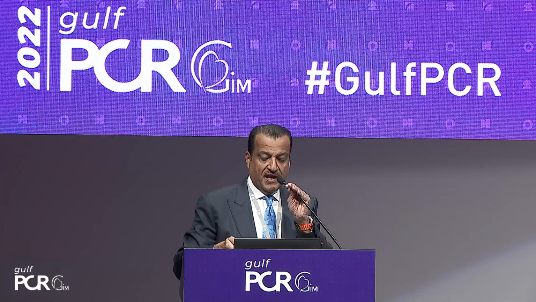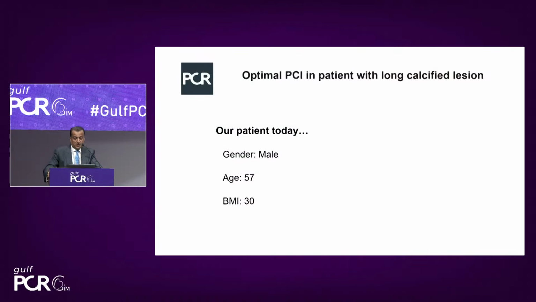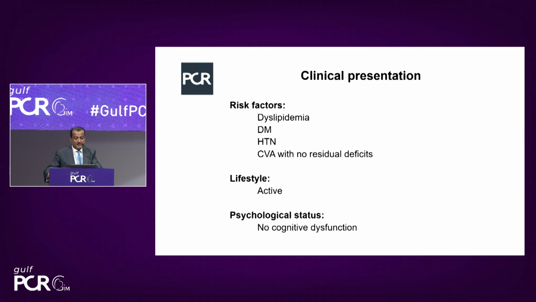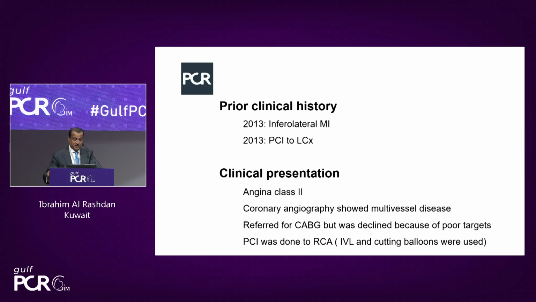I should share the slide presentation of the patient. Sorry, Ibrahim. So I'll just go over the case that the colleagues in Kuwait will do. So this is a male patient, age 57. He has diabetes, hypertension, and dyslipidemia. He has a cerebrovascular accident with no residual defect, and he's an active person.